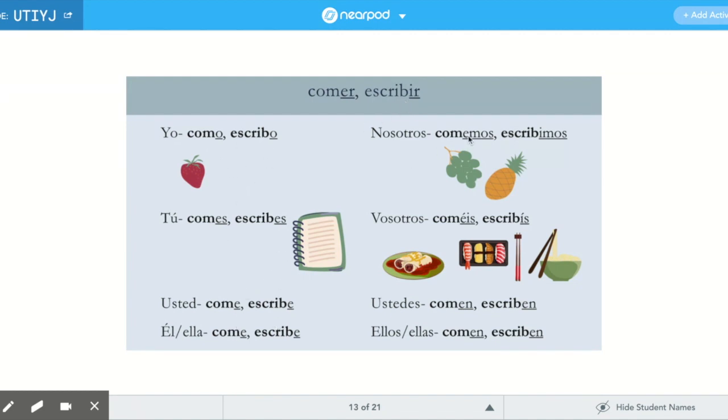When it changes is in the nosotros form. So because comer is an ER verb, we'll say comemos. But escribir is an IR verb, so we'll say escribimos. And same with vosotros. Coméis, escribís. But everywhere else, they follow the same pattern. Ustedes comen, ustedes escriben, so you all eat, you all write. Ellos y ellas comen, ellos y ellas escriben.